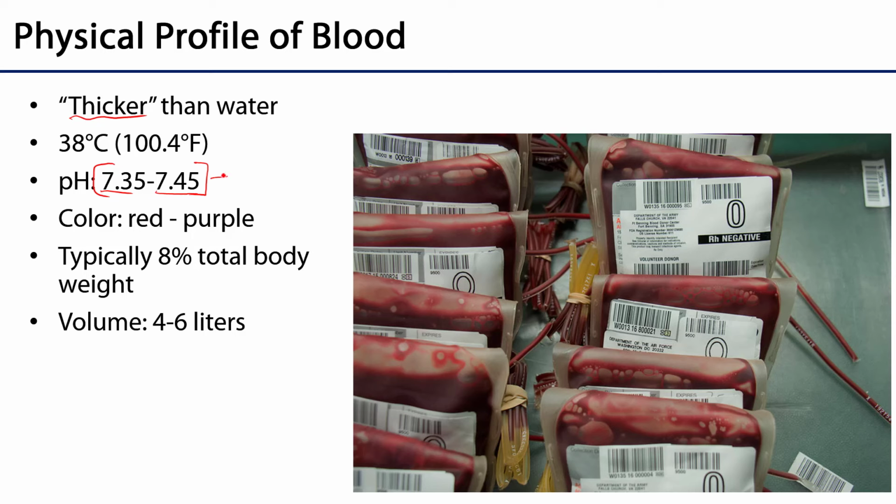Anything greater than this range would be alkaline. Anything less than this range would be acidic. In terms of its color, blood is generally between red and purple. More oxygenated blood or hemoglobin that's bound to substances is more red, whereas deoxygenated hemoglobin is a little more purple. Blood contributes to about 8% of our total body weight. So we're carrying around 4 to 6 liters, which has some weight to it.